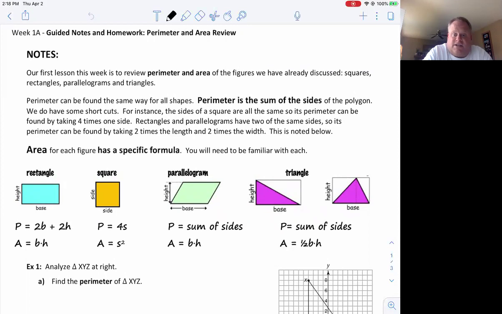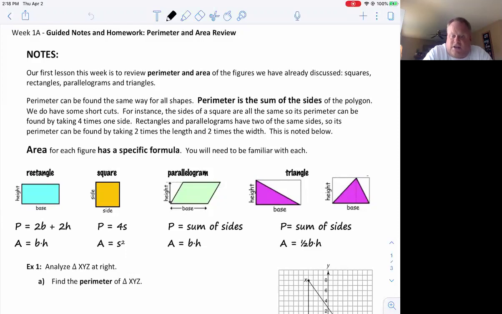For instance, the sides of a square are all the same, so its perimeter can be found by taking 4 times one side, and you can see that listed down below. Rectangles and parallelograms have 2 of the same sides, so the perimeter can be found by taking 2 times the length and 2 times the width. We also call those bases and heights. Remember that pretty much from this point forward, we call them bases and heights.